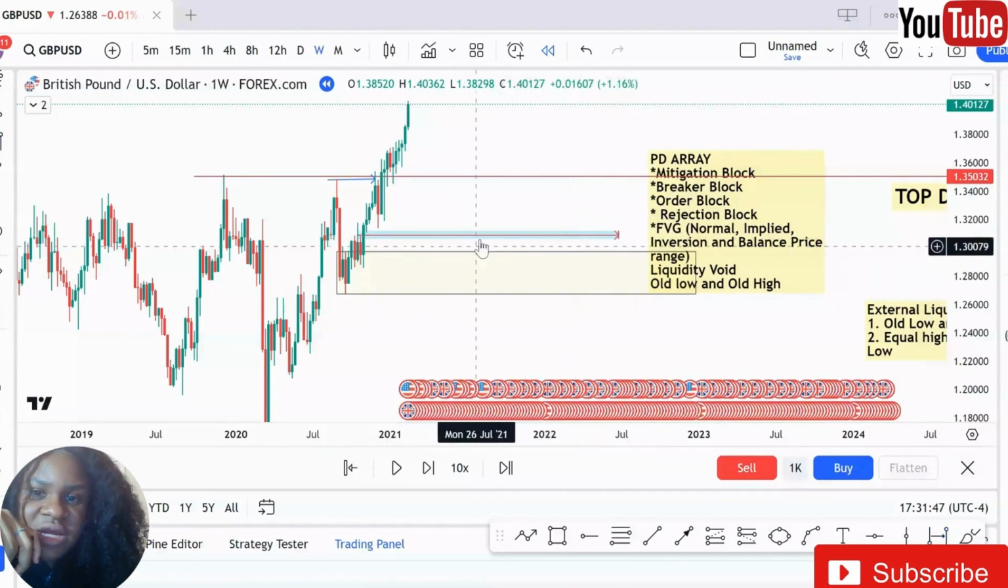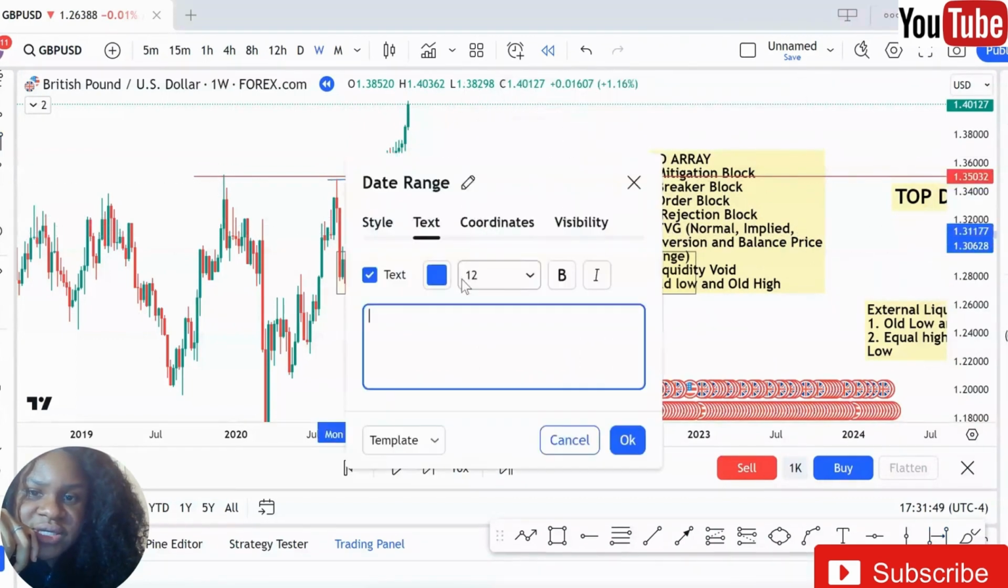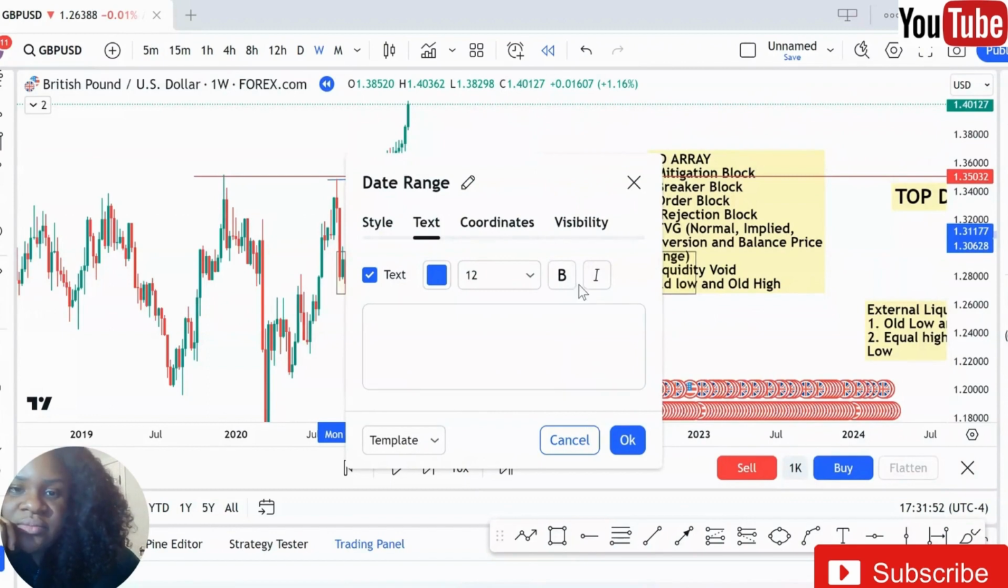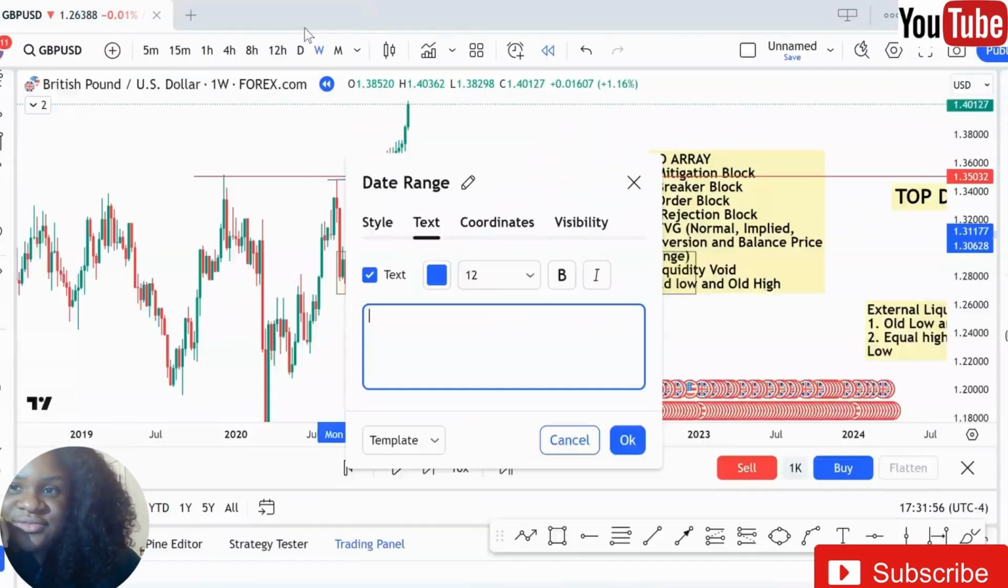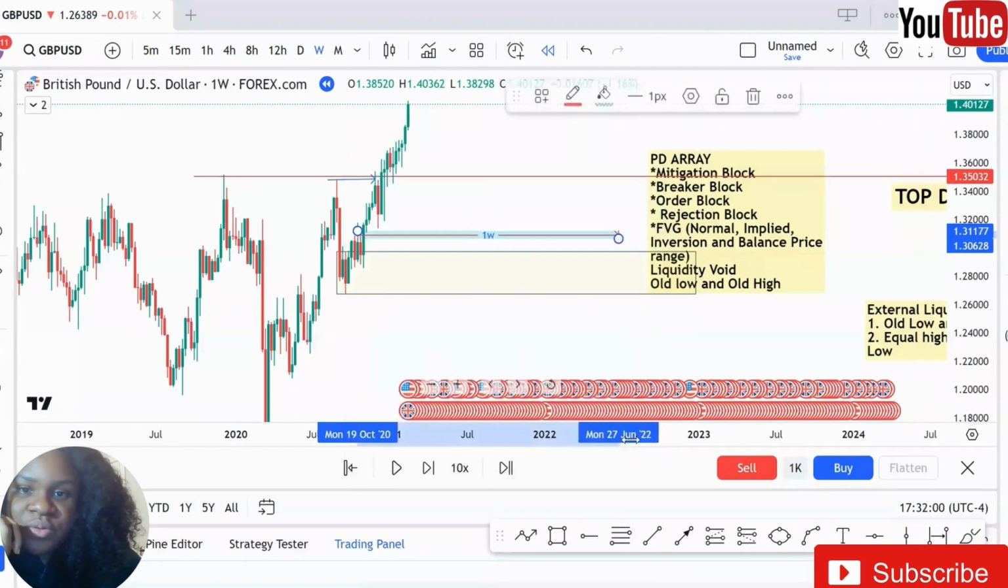I can see a fair value gap inside here. You can label it. You can put your setting. You can put 1 week, and put 1 week here.